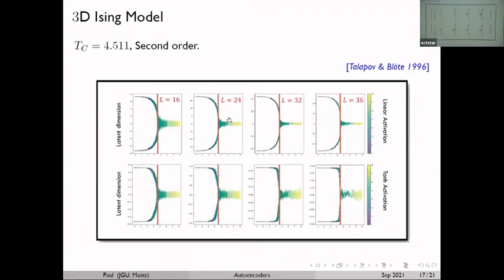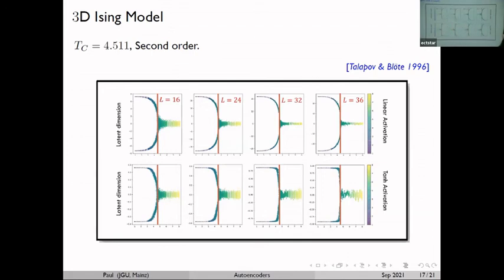So this is a 3D Ising model, which has a second order phase transition again, and the critical temperature is at 4.511. I don't know if it's visible or not, but this particular red line is at 4.511. These are different volumes. What we have tried to show here is that if you use a different activation function, you get a different order for the phase transition, or a different steepness, basically.